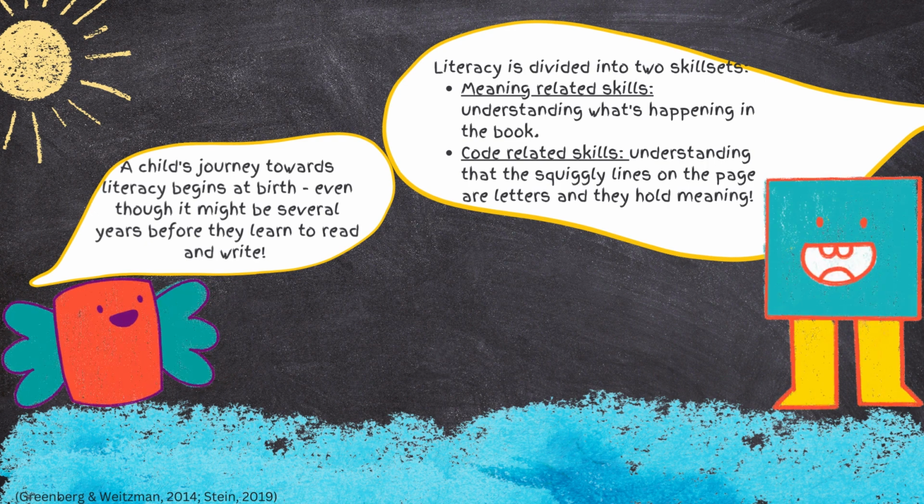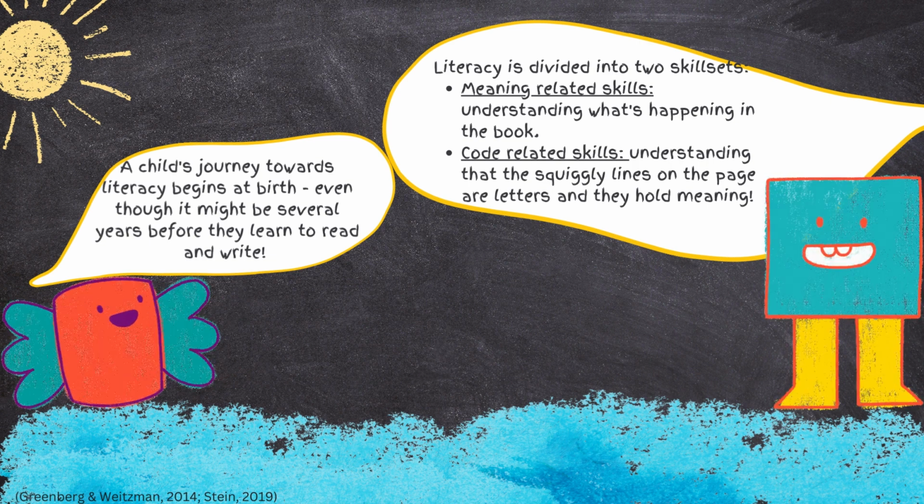Emergent literacy can be divided into two sets of skills: meaning-related skills and code-related skills. Meaning-related skills have to do with understanding what's being described in the book, and code-related skills are the skills that will help children understand that the squiggly lines that they see on the page are actually letters and words that have meaning. There are some things that we can do to support both meaning-related skills and code-related skills. We'll go through a few different strategies for each.